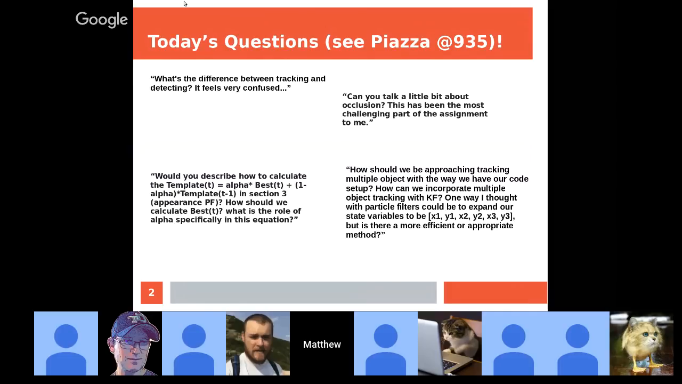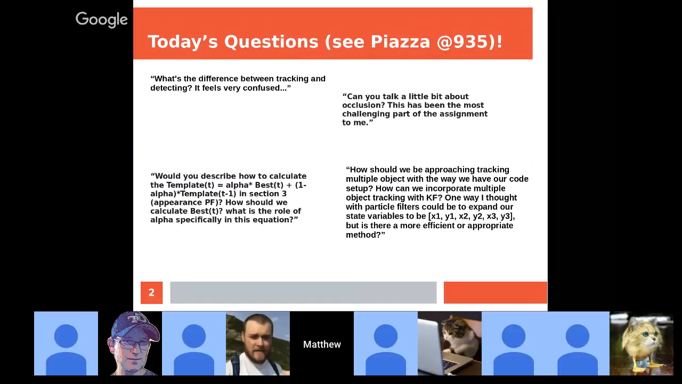The specific questions I'm going to be addressing today are, first, what's the difference between tracking and detecting? And I think this is a very fundamental question, so I'm going to spend a bit of time on it to try and really hammer home the difference.